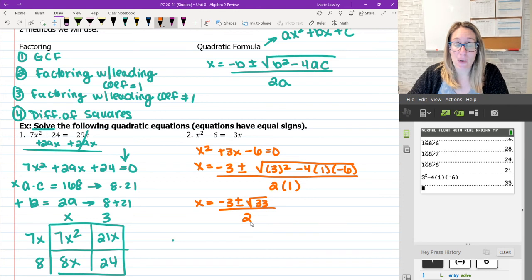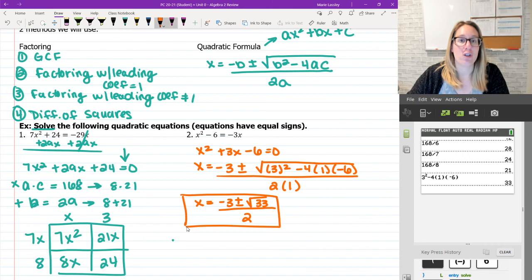Now, if we could go any further, we would at this point try and simplify further, but this is as far as we can simplify. All right, the square root of 33 does not break down any easier. It stays square root of 33. So this is my answer to my problem.